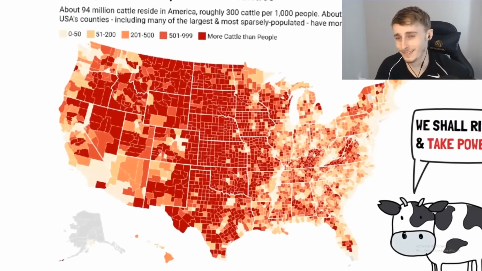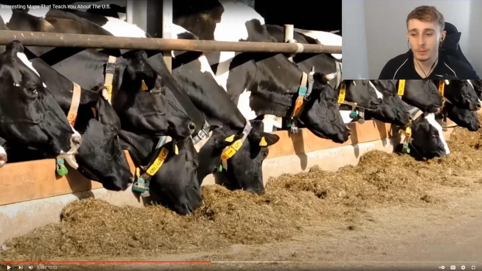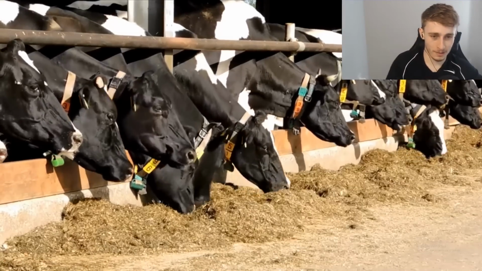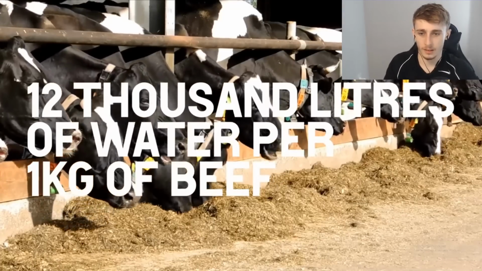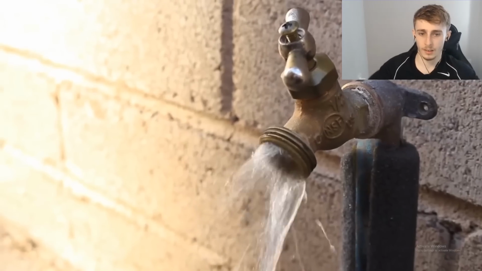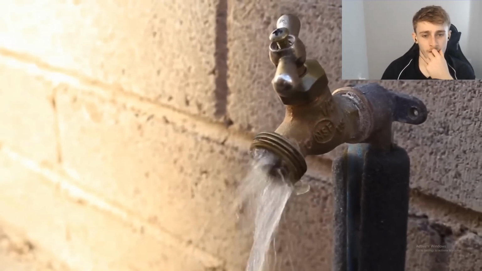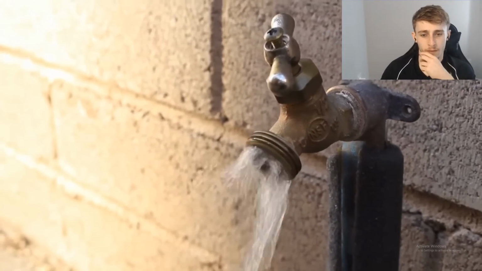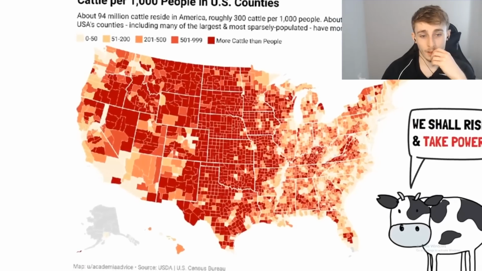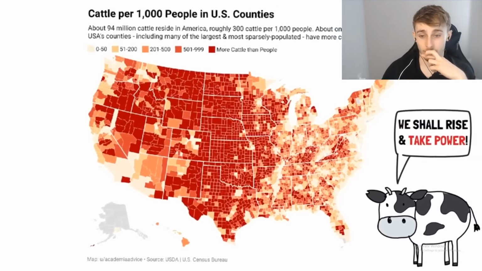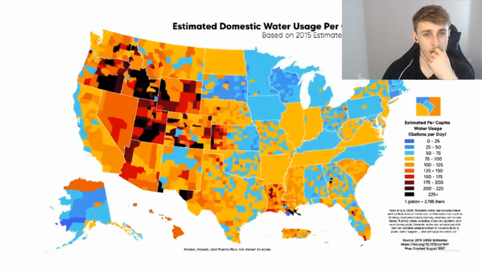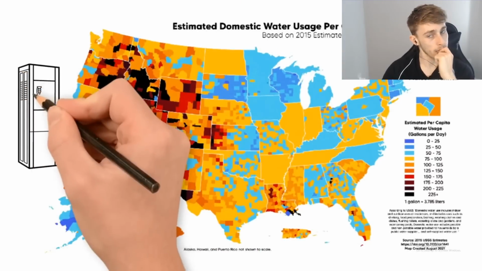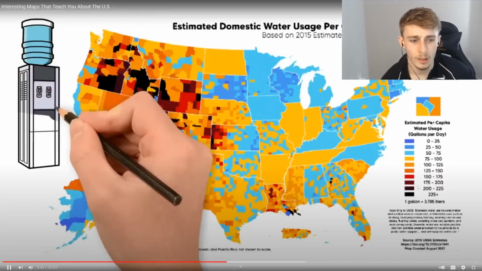Cattle farming is an industry that consumes a ridiculous amount of water. The world spends over 12,000 liters of water per kilogram of beef produced. That is a lot. We're always told to save water, and we should, but remember that the biggest spenders are these big industrial companies and not the common people. Although we consume the products that they produce, so it's all connected, but this next map shows us precisely the estimated domestic water usage. Essentially how many gallons of water each person uses per day.